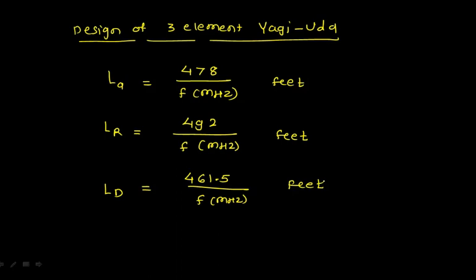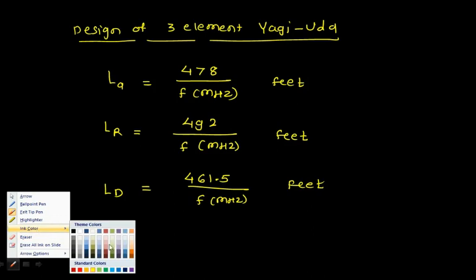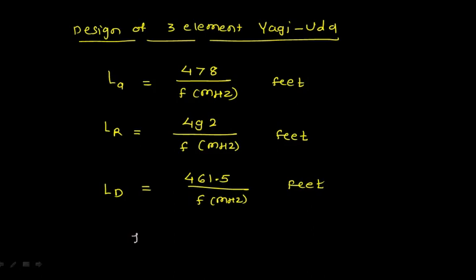If I want to convert it into meters, I'll use the relation that 1 meter is equal to 3.281 feet. So you can convert this into meters also if you know this relationship. So this is the design of a 3 element Yagi-Uda antenna. We have seen the design of the 6 element Yagi-Uda antenna. So we'll stop here.